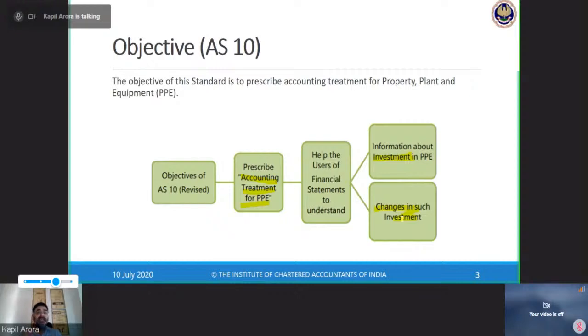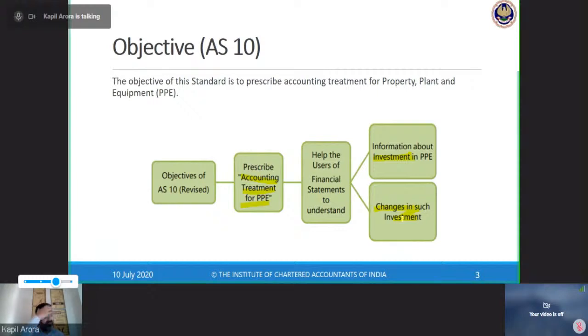For example, if I have purchased a building, that building will keep on depreciating over the period. So the value is changing. Or if we have purchased the building and the value is going up in the market, or land value is going up in the market, that is appreciation. All these are the objective of AS10, that it gives guidance to the user of the financial statement about property, plant and equipment.